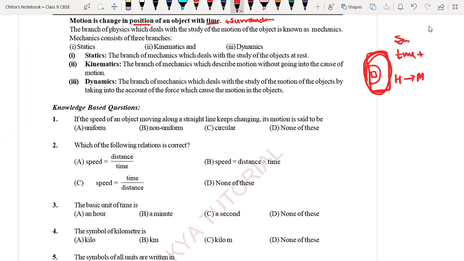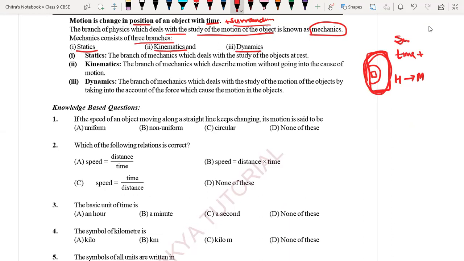Okay, so now we have already gone through the definition. The change in position of an object with respect to time and surrounding is called motion. The branch of physics that deals with the study of motion of an object is known as mechanics. And mechanics consists of three branches, beta. Which are they? One is called statics, next kinematics, and next dynamics.